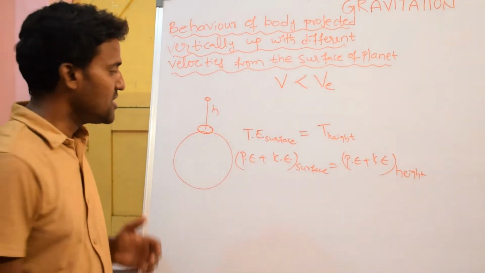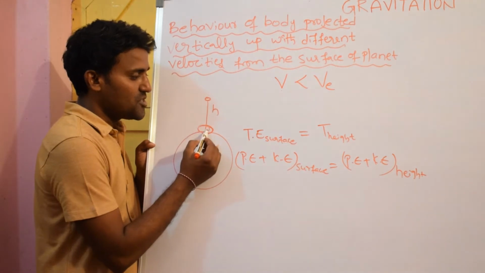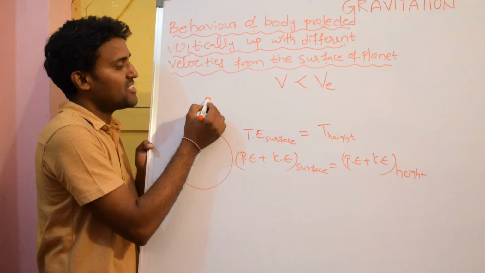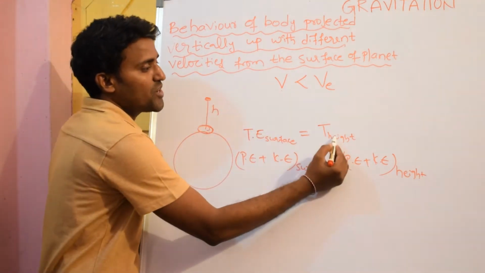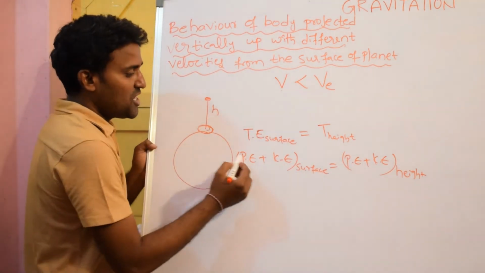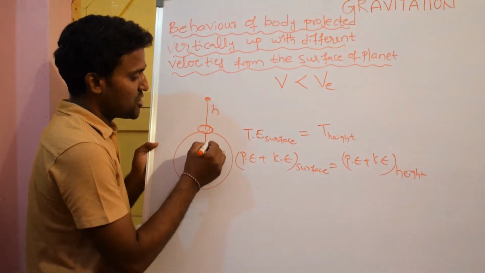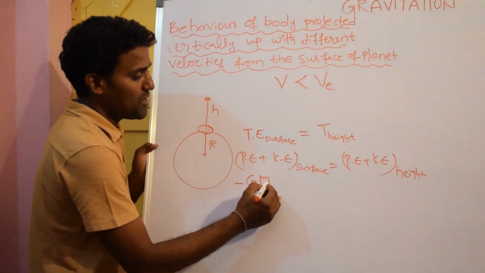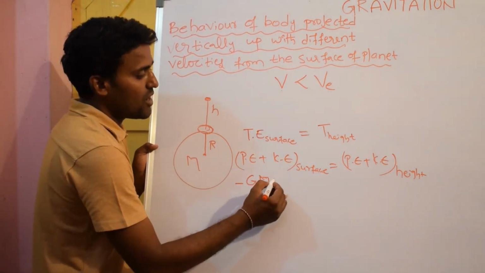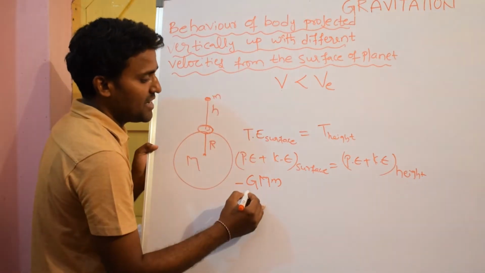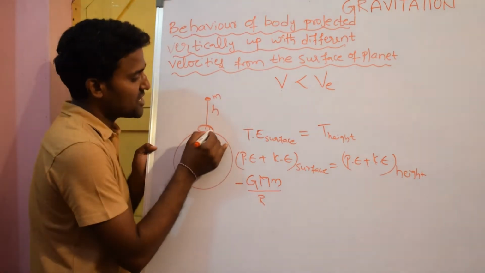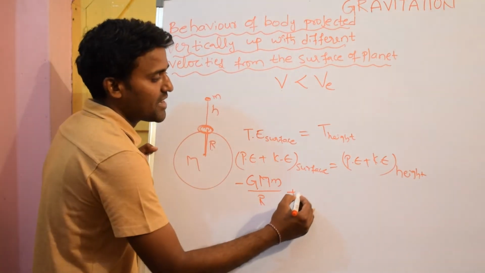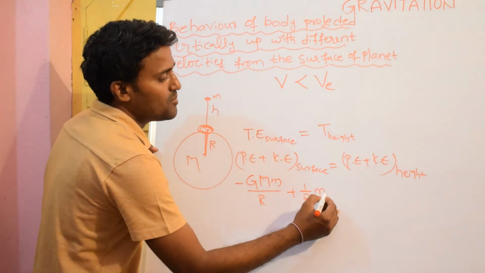How I am writing it: see here, when the object is on the surface, the total energy is equal to, the object is projected upward, and when it attains maximum height h, that is the total energy at the height. Potential energy on the surface, gravitational potential energy, the formula is minus G M m, where capital M is the mass of the earth and small m is the mass of the object, divided by the distance, which on the surface is r, plus kinetic energy half m v square.